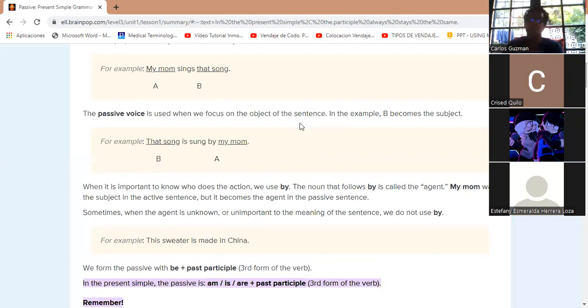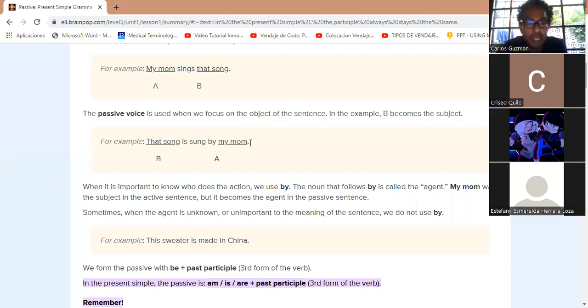It's going to receive, right? It's going to receive the object becomes the subject, in other words. So it was my mom sings that song. So that song is going to become the subject, and it receives the action, right? That song is sung by my mom, right?